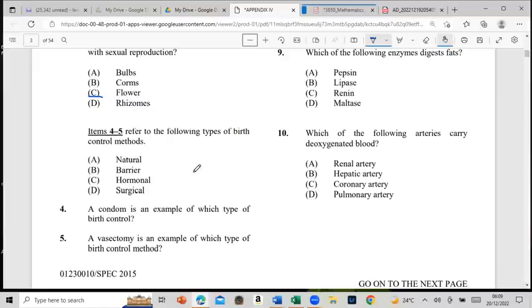Okay, so let's go again. Items 4 to 5 refer to the following types of birth control method. You have natural, barrier, hormonal. So 4 says a condom is an example of what type of birth control, and that is barrier. So that's B. 5: a vasectomy is an example of which type of birth control method, and that would be surgical.